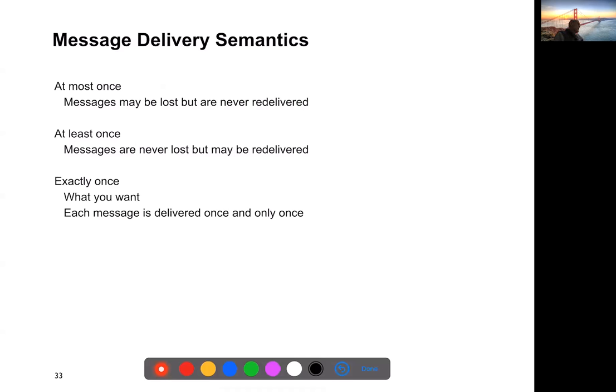So on a message system, then we can talk about the semantics of how we want it to work. One is we will send a message at most once, and if it gets lost, too bad. But you don't have to worry about getting a message twice.